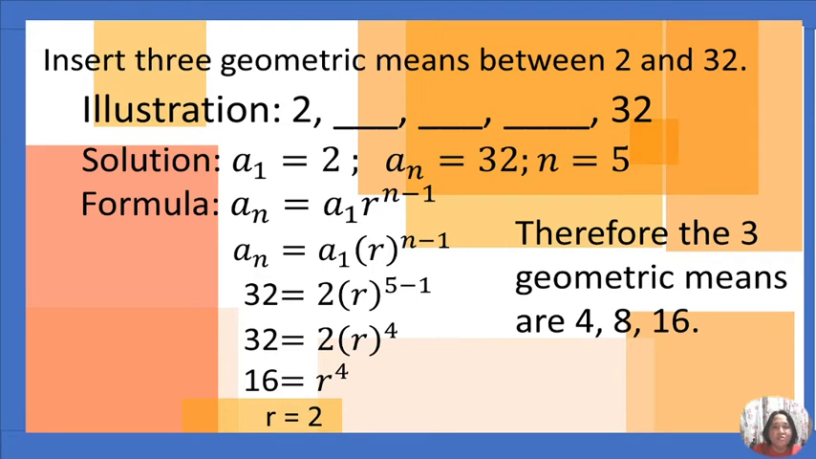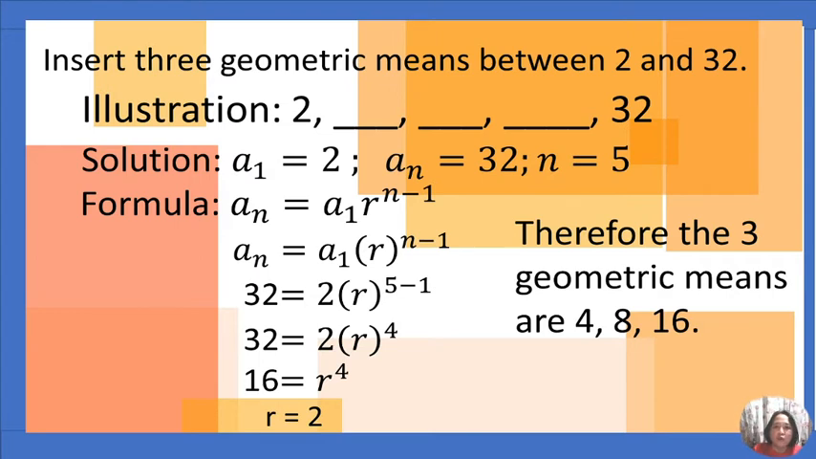So when we illustrate this, 2 will be our first term. After 2, there will be 3 terms. And the last term is 32. So there will be 5 terms on the sequence. So when we have our solution, the first term is 2, the a sub n or the last term is 32, and n is 5.